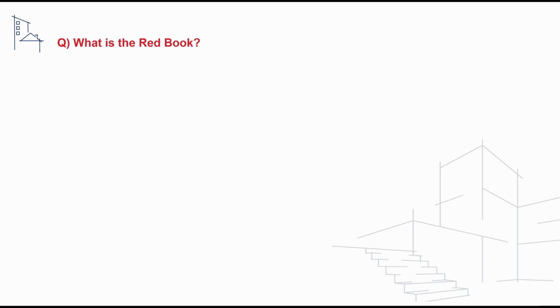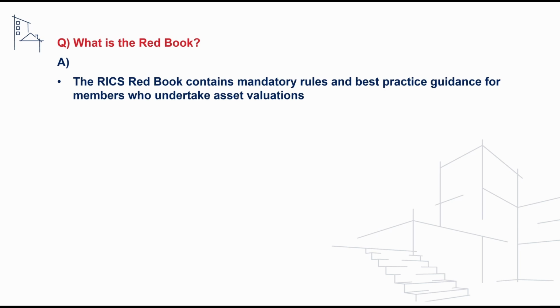The next question we'll take a look at is another high-level question, and this is, what is the Red Book? To address this, we can say that the RICS Red Book contains mandatory rules and best practice guidelines for members who undertake asset valuations or property valuations. The Red Book includes the International Valuation Standards, and these form the key guidance for valuation professionals globally as they underpin RICS consistency, transparency, and confidence in valuations.